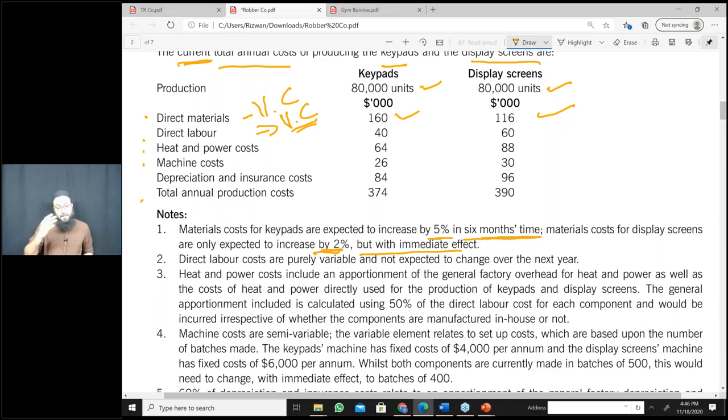Okay, but not in the first 6 months. It will increase by 5% in the next 6 months, okay? Whereas the material cost of the display screen will increase with immediate effect.